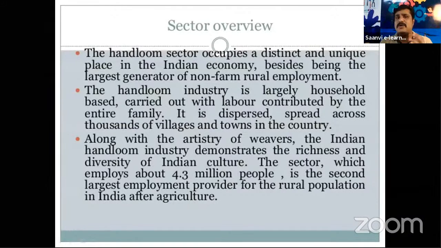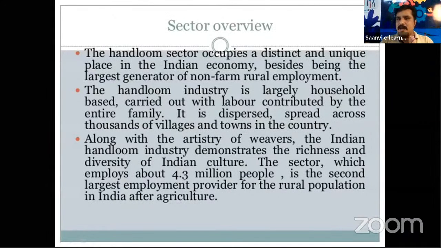The sector employs about 4.3 million people. It is the second largest employment provider for the rural population in India after agriculture. See here, first place goes to agriculture, because the agriculture field is the primary sector. You all know that lakhs of people work in the agriculture field. In addition to that, the second largest employment provider we can say is handloom works. It means nearly 4.3 million people engage in these handloom works. So it is not bad.